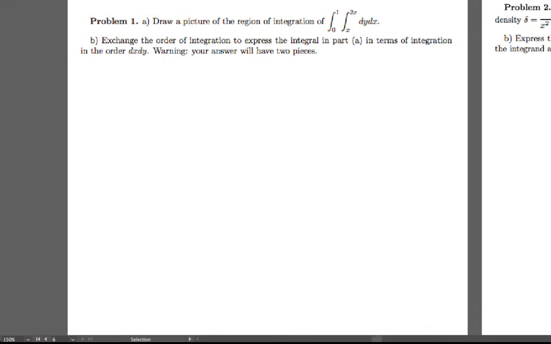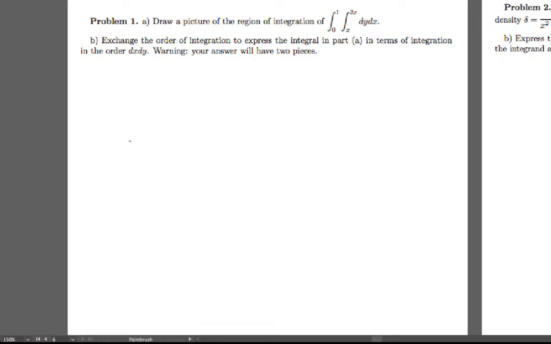Problem 1. Draw a picture of the region of integration of the integral from 0 to 1, integral from x to 2x, of dy dx. First we want to draw a picture here. I will be showing you the real picture, because if I just sketch it, it won't really help. First things first is to draw the region of integration.